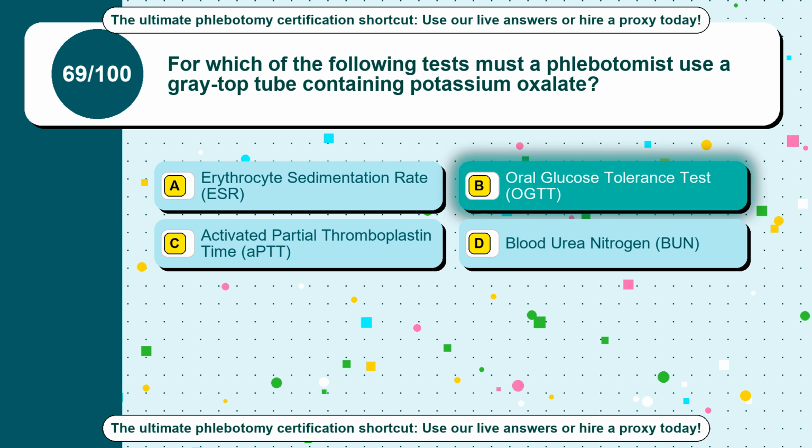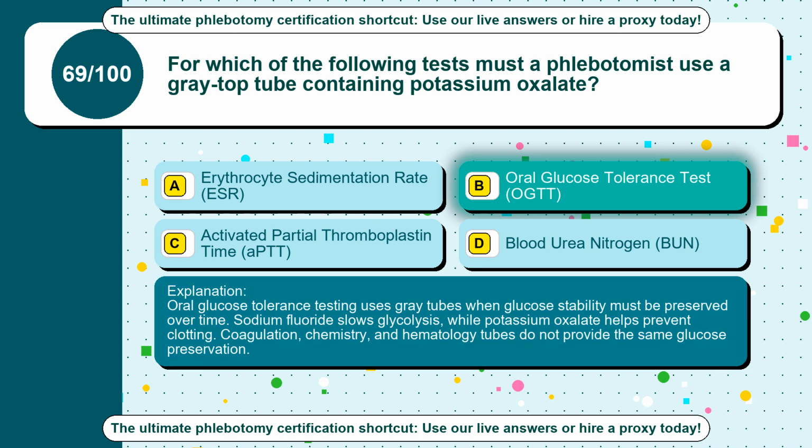Oral glucose tolerance test, OGTT. Oral glucose tolerance testing uses grey tubes when glucose stability must be preserved over time. Sodium fluoride slows glycolysis, while potassium oxalate helps prevent clotting. Coagulation, chemistry, and hematology tubes do not provide the same glucose preservation.